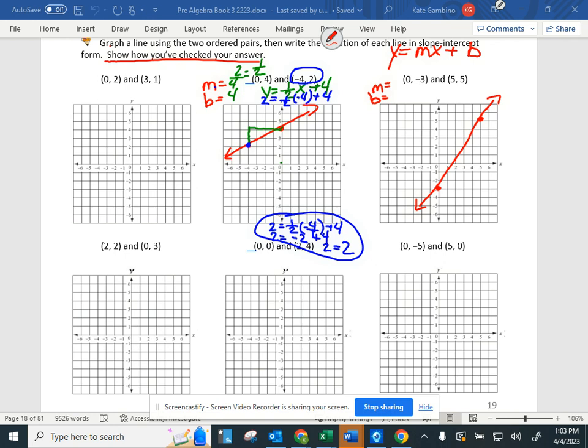Audrey? 8 over 5. I go up 8 over 5. What is my b? Kate, -3. I'm at 0 for my x, and I go down to -3. So what is my y-intercept form? Emily, y equals 8 fifths x plus -3.